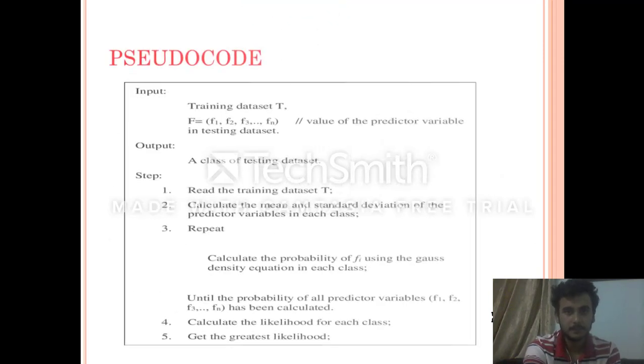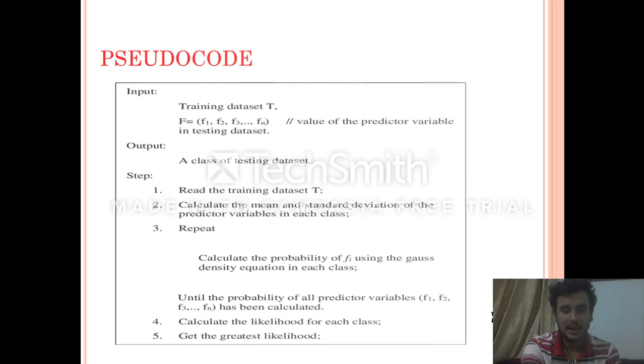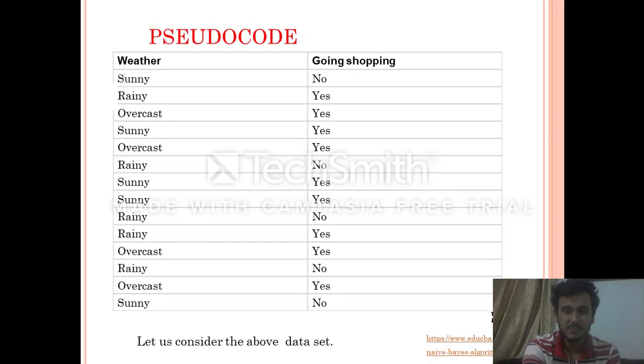Moving forward to the pseudocode. Here I have included an image of pseudocode for Naive Bayes algorithm, and it says read the training data set, calculate the mean and standard deviation, calculate the likelihood for each class, get the greatest likelihood. Likelihood means we can only find likelihood when we calculate the probability of a sample. So with reference to this pseudocode, I have taken a simple data set which shows whether weather allows going shopping. The answer is either affirmative or negative. It can be seen in the following table.